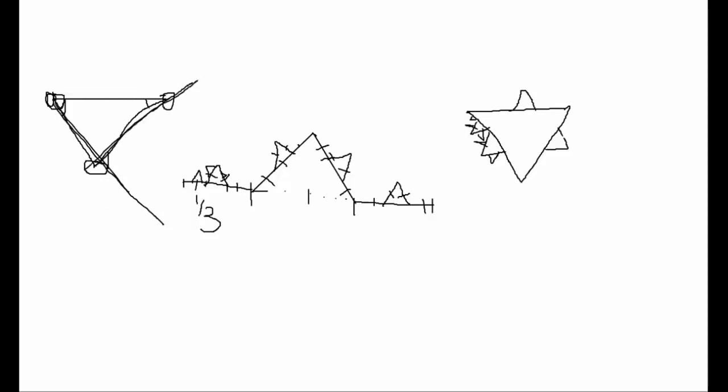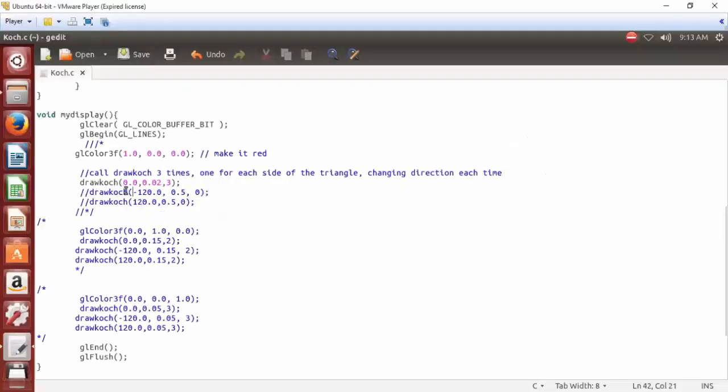So those are the positions we require to remember: 0.0, minus 120.0 and plus 120.0. The lengths are 0.5, 0.15 and 0.05 for 3 iterations for 3 equilateral triangles.